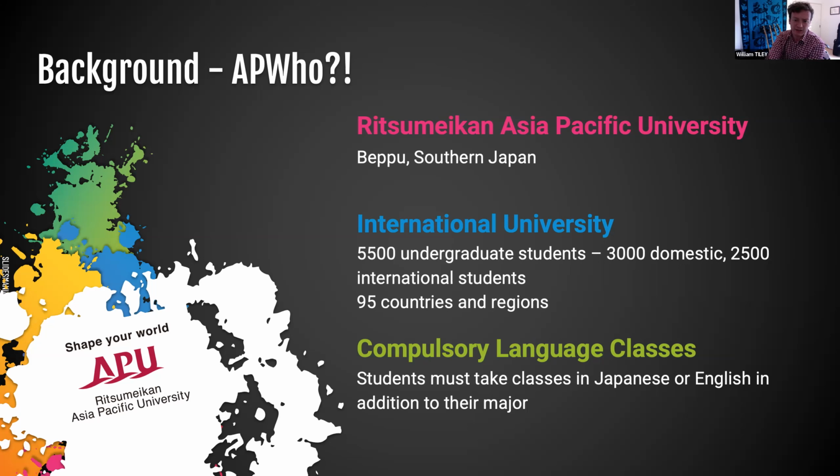And within the university, language classes are compulsory, but they are not what the students end up majoring in. So students have to take classes in Japanese or English in addition to their major. The idea is that all students go through APU, and by the end of it, they will be capable of communicating at a high level in both English and Japanese.